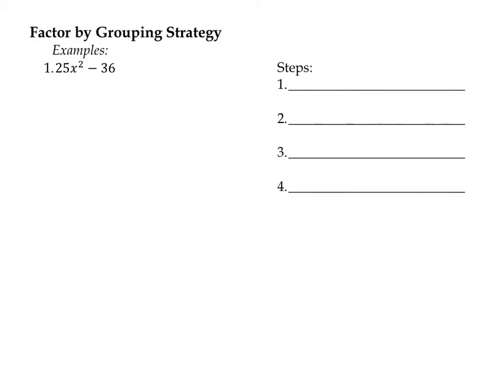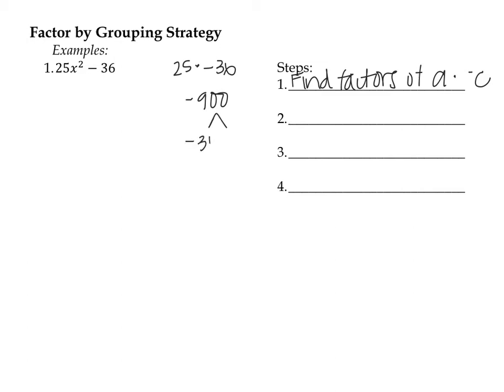Okay, same steps that we've been following. The first step is finding those factors of our a times negative c. So our a times negative c here is 25 times negative 36. Okay, that gets us to negative 900. And if we find factors, we're going to want to make sure that they add up to 0. So I can go ahead and tell you it's going to be negative 30 and 30. The same number, just one's positive and one's negative. That's what you want to see.